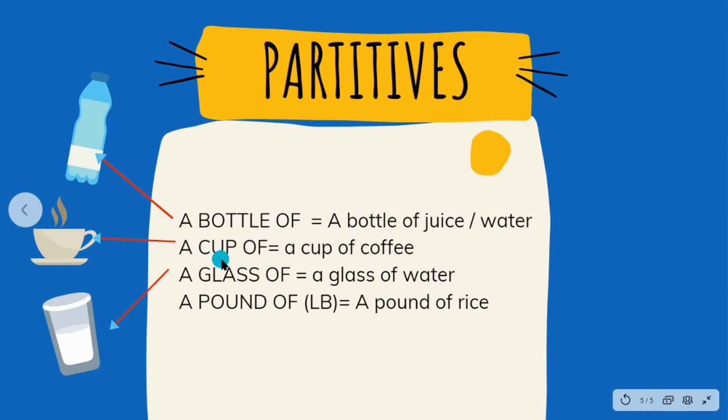A cup: I may have a cup of coffee, which is one, or maybe 2 cups, perhaps for 2 people. A glass of water, or 4, 5 glasses of water. So mainly partitives are used to quantify non-count nouns. Our last example here is a pound. I may have a pound of rice, a pound of sugar, and so forth.